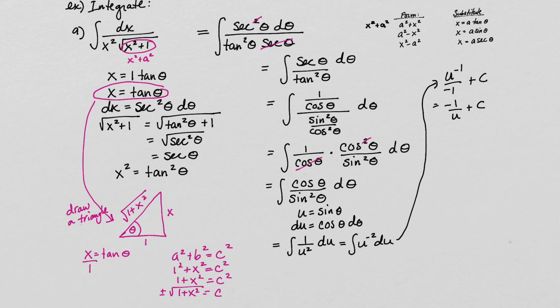Okay, so now I have to go back from my u substitution. So my u was sine theta. So this is going to be negative 1 over sine theta plus c.